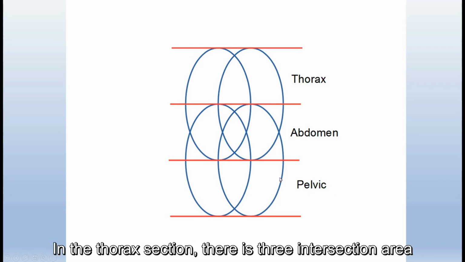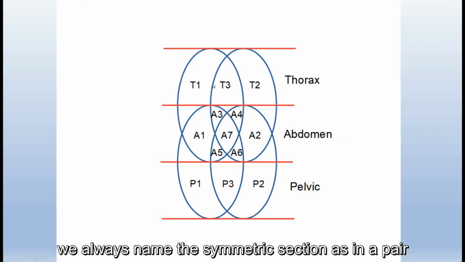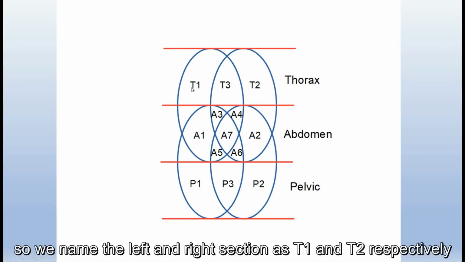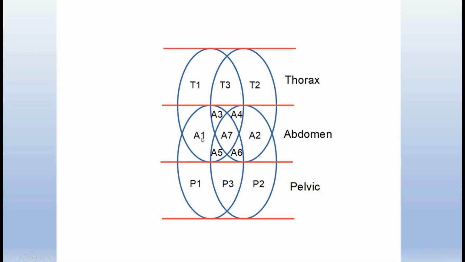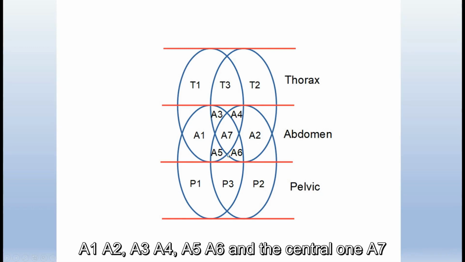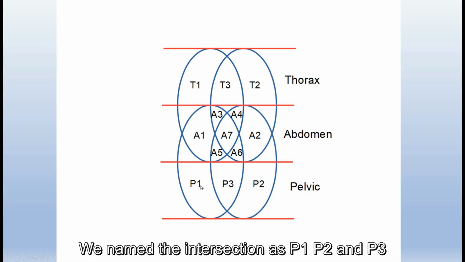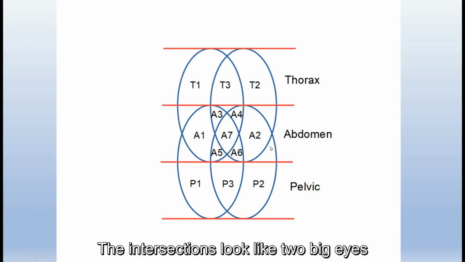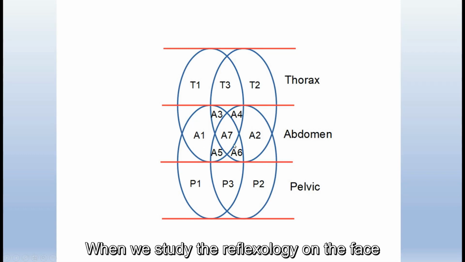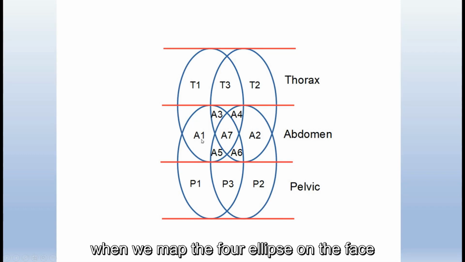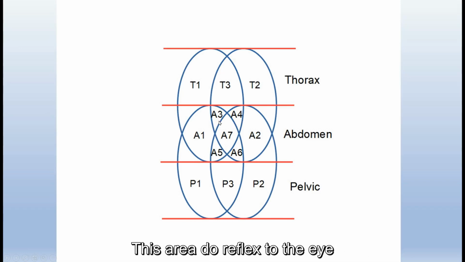In the thorax section, there are three intersection areas. We always name the symmetric sections as a pair. So we name the left and right sections T1 and T2 respectively. T for thorax. The abdomen area consists of 7 intersections: A1, A2, A3, A4, A5, A6, and the central one, A7. Coming to the pelvic section, we name the intersections P1, P2, and P3. Looking at the abdomen section, the intersections look like two big eyes. We always nickname it the eye. Actually, when we study the reflexology on the face, when we map the four ellipses on the face, this area does reflex to the eye.